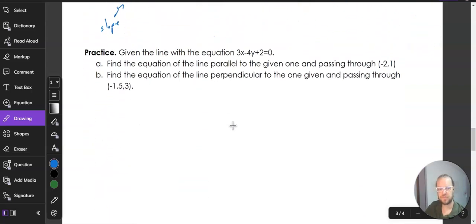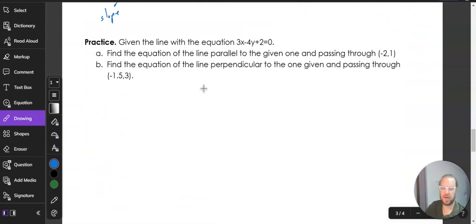All right. So now there's a chance here for you to do a practice. So if you haven't done it yet, give it a quick pause, give it a try, and then unpause and check and see here.